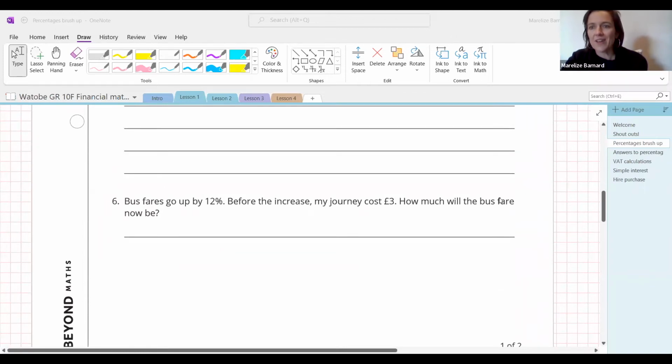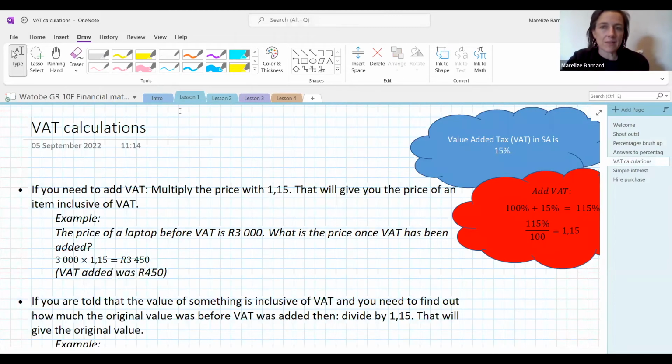Okay, he's gone. Right. So let's go on now to VAT calculations, because VAT calculations is something where we do work with percentage increases quite a lot.